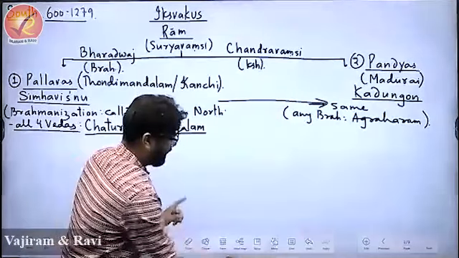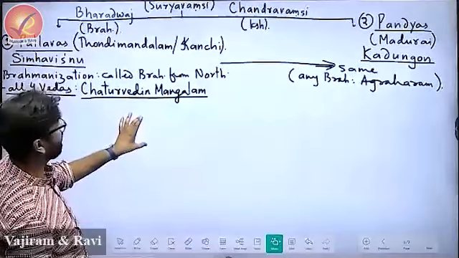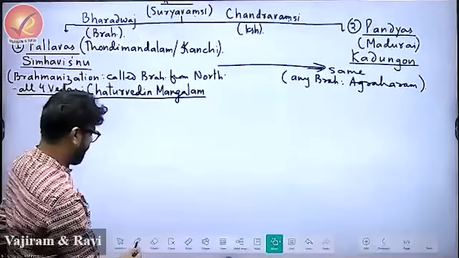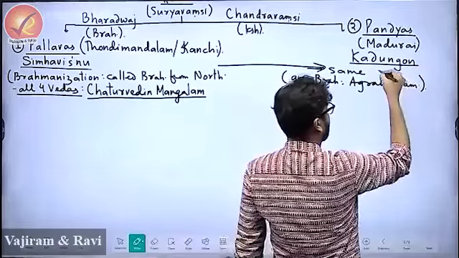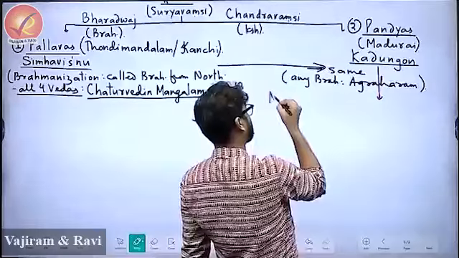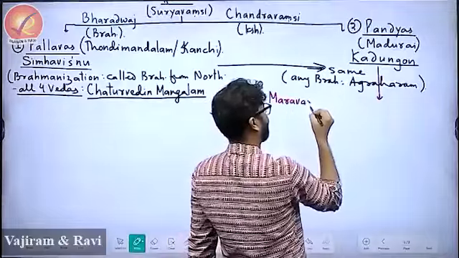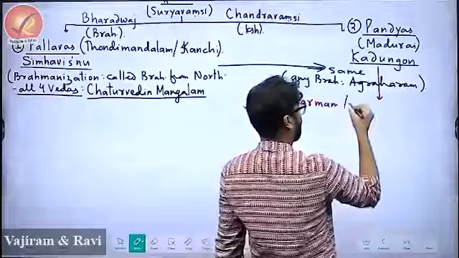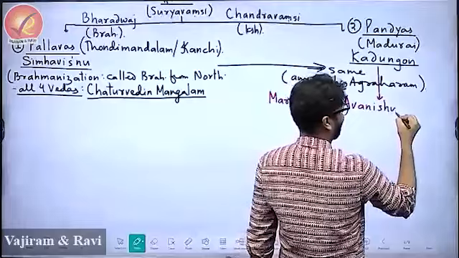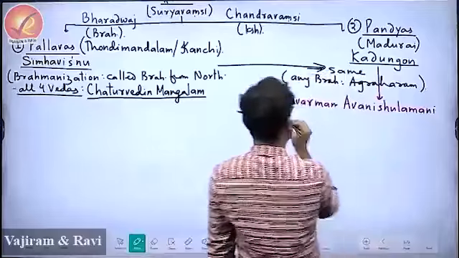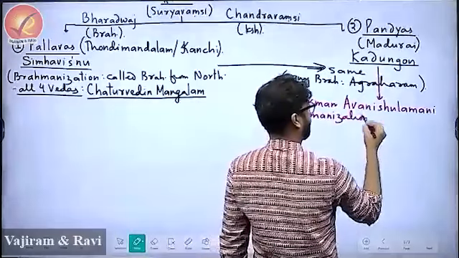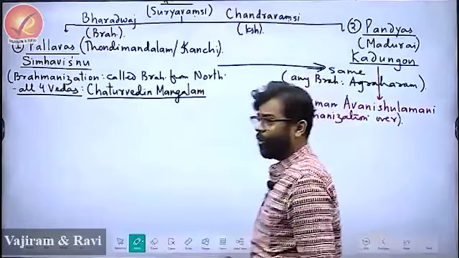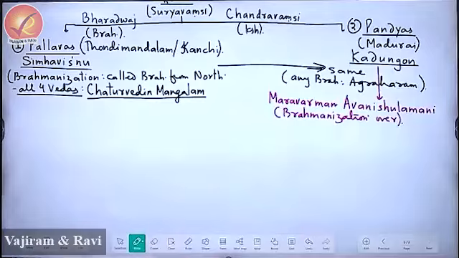All right. Now since the territory of Pandyans was smaller in comparison to the Pallavas, the process of Brahmanization got over here first. Under the son of Kadungon, he had a son whose name was Manavarman Avani Shulamani. Brahmanization over. Now they had got nothing to do. The only thing that they had got to do is expand, because now they have taken care of their problem.